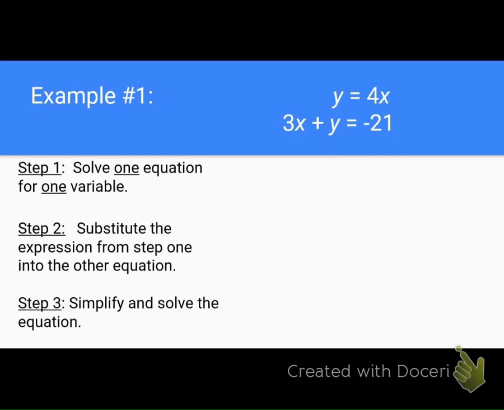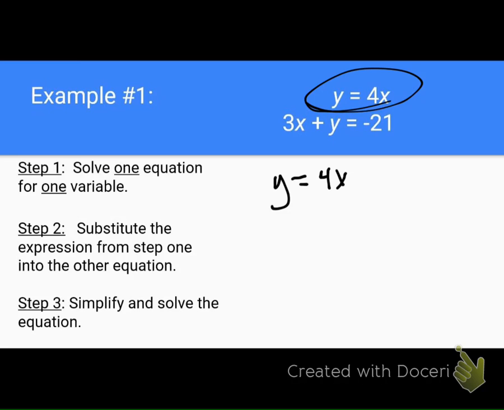Okay, so let's walk through this first example using our steps. These are my two equations. So for step 1, when I need to solve one equation for one variable, I can see that I already have that done for me, right? The first equation is y equals 4x, so that's already solved for y.